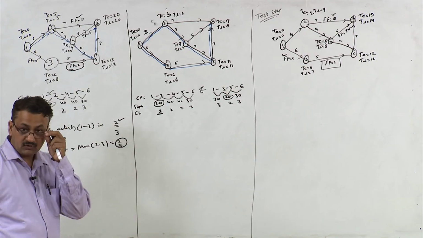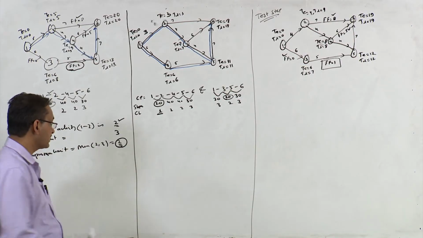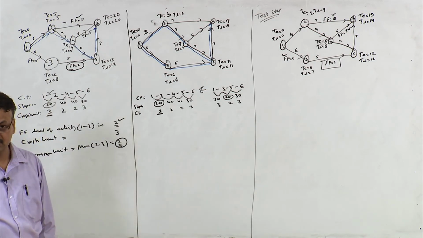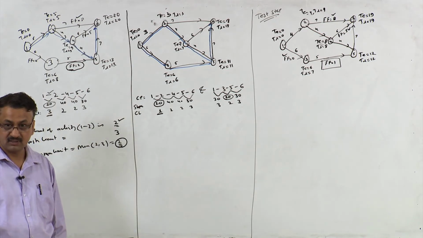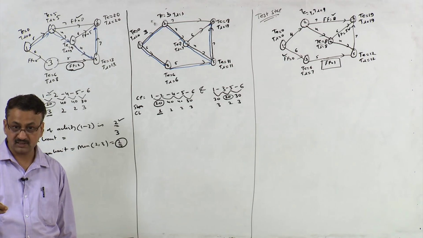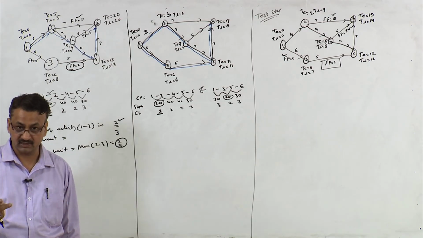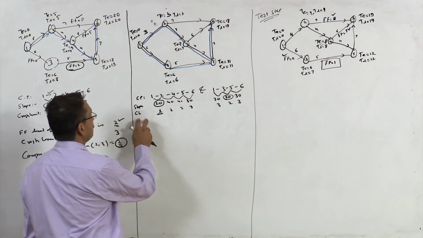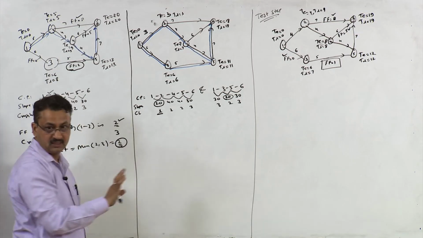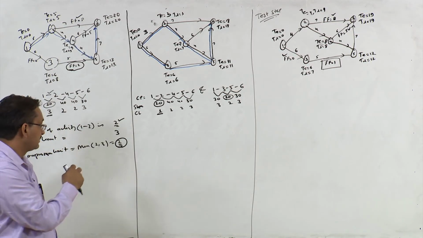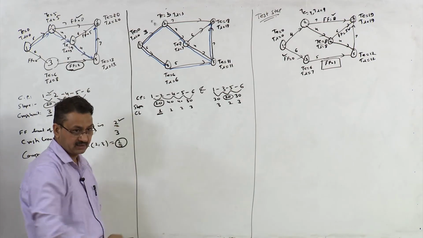So should we go for the test step here? Since the crash limit here is 1, there is no need for the test step. We go for the test step when the activity which you have selected for comparison has a crash limit of more than 1. So in this case, there is no need of going for the test step. You just crash it by 1 day.